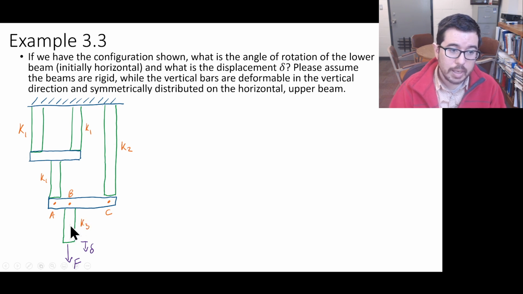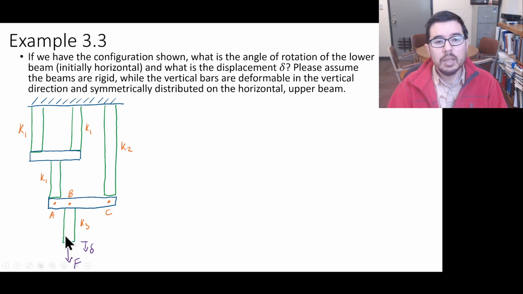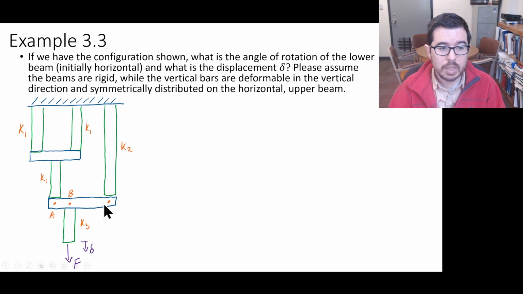Notice also that we've moved this bottom vertical beam a little bit over to the left. And so now we have A, B, and C as points describing the positions of where this bar connects with the beam, where this bar connects with the beam, and where this bar connects with the beam. We can describe distances between, say, A and B as LAB, or the distance between B and C as LBC, or the distance between A and C as LAC.